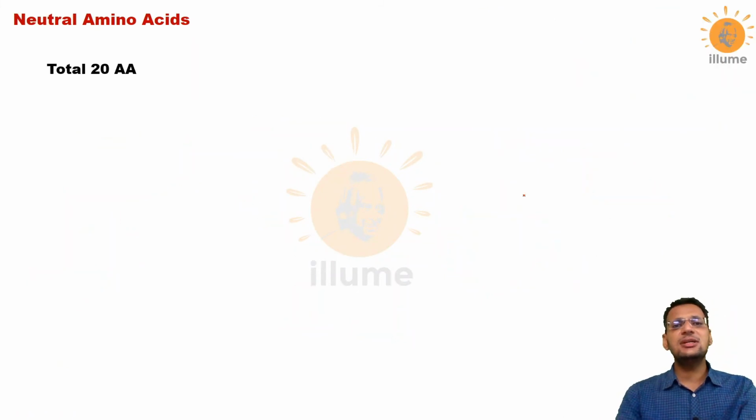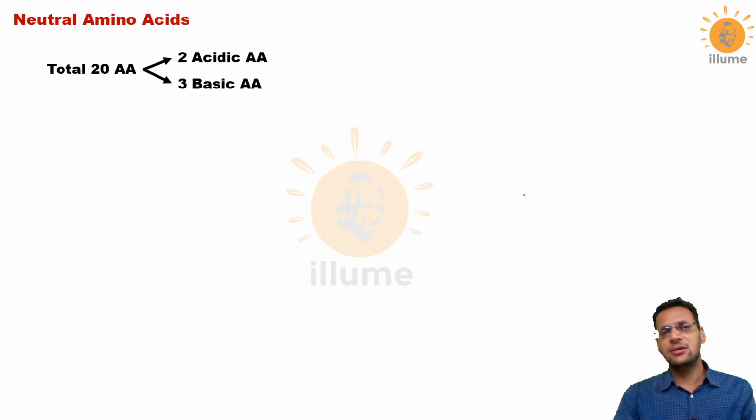Next are neutral amino acids. There are a total of 20 amino acids, and out of those, 2 are acidic, that is glutamic acid and aspartic acid, and we know the examples. 3 are basic amino acids, which we just discussed. So the remaining are 15, and all of them are neutral amino acids. So you don't need to learn the examples of neutral amino acids. In MCQs, when you get the options, just take out the acidic and basic amino acids, and all the remaining ones are neutral amino acids.